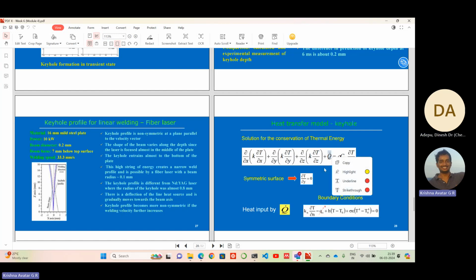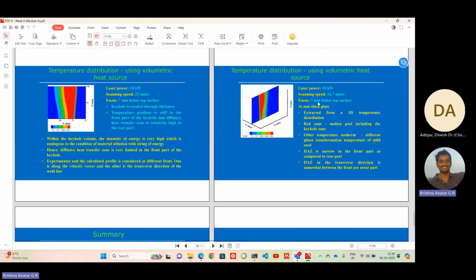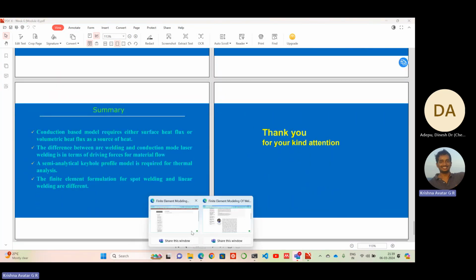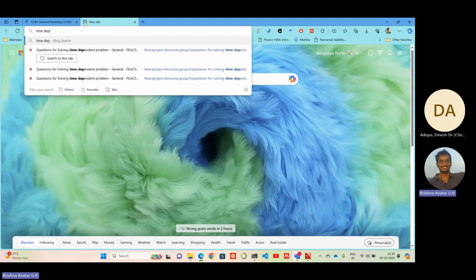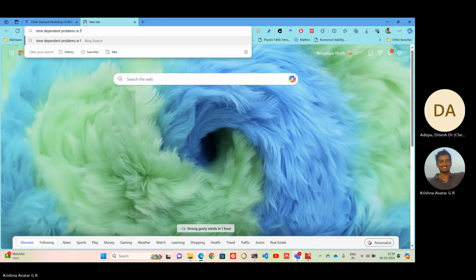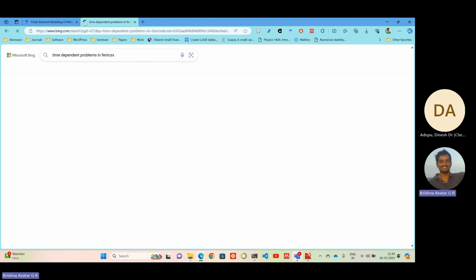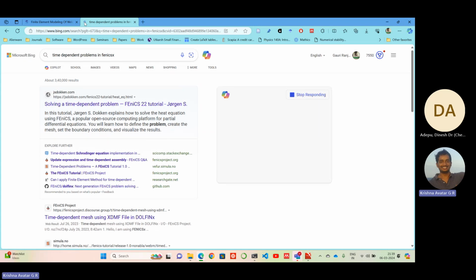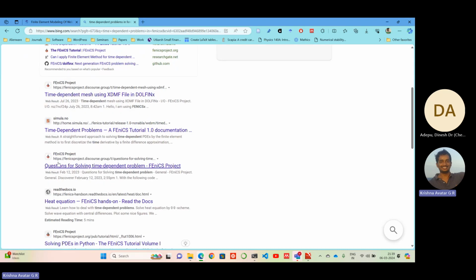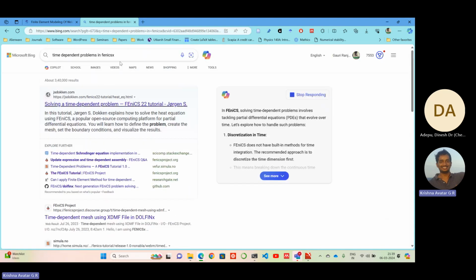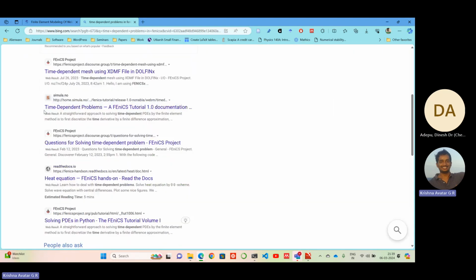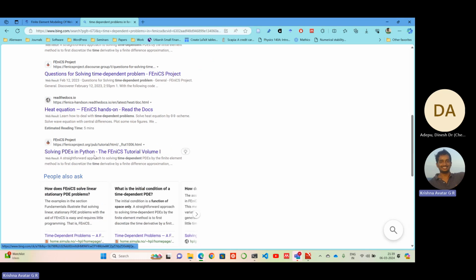So this is our goal. We'll also try to learn how to model time dependent problems in FEniCS, for keyhole welding. If we are able to do some time dependent problems, then we can understand how to carry on, and then we only need to model the Q dot. So we are required to do time dependent problems in FEniCS, solving PDEs.